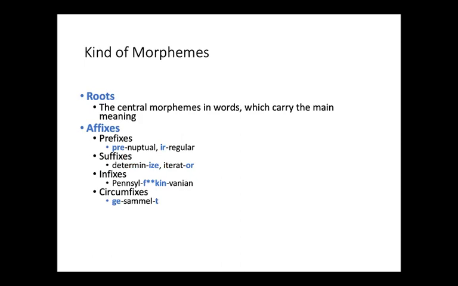You have different kinds of morphemes. You have roots that carry the main meaning of a word, and then you have affixes you add on to roots to add information, or to change the meaning, or to change the part of speech. So you can have prefixes, suffixes, infixes.